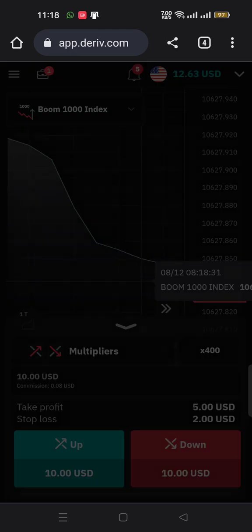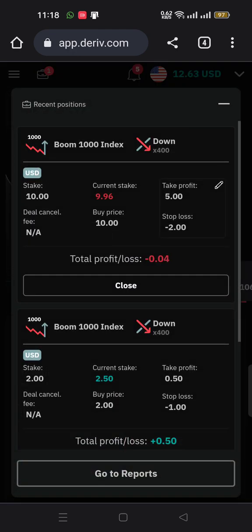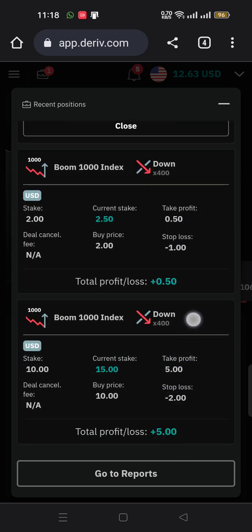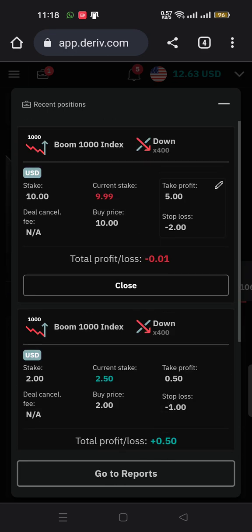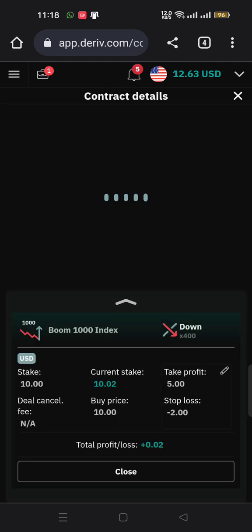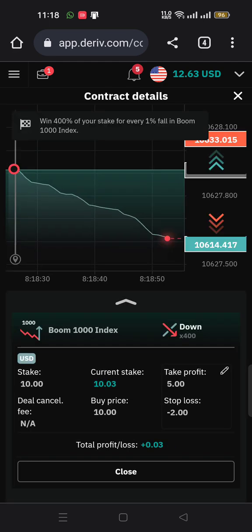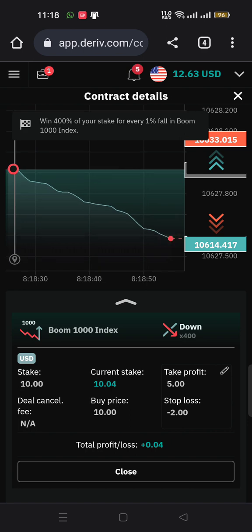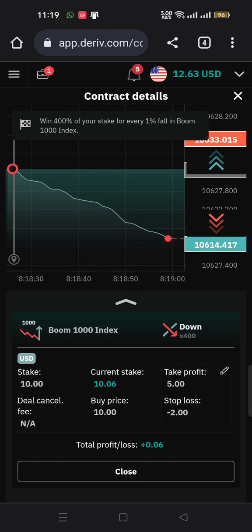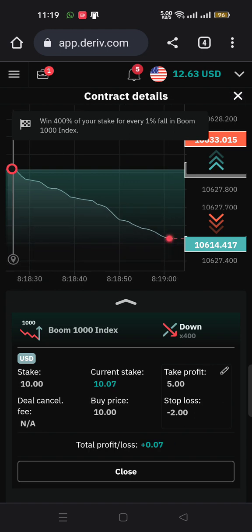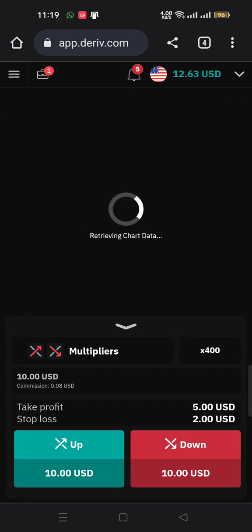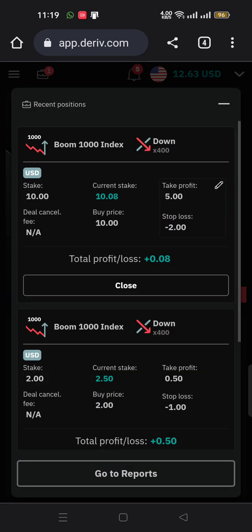And I'll show you how the trade is moving. This one is the closed one, this one is also closed. So we only focus on this new one here, that I've just placed right now. I think, yeah, this is the active one, and you can see we have 0.05 so far. So our take profit is $5. So let's see how much time you're going to get.